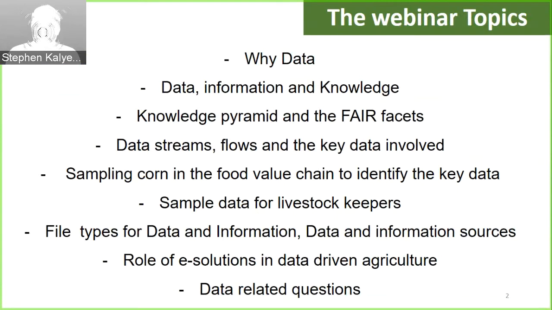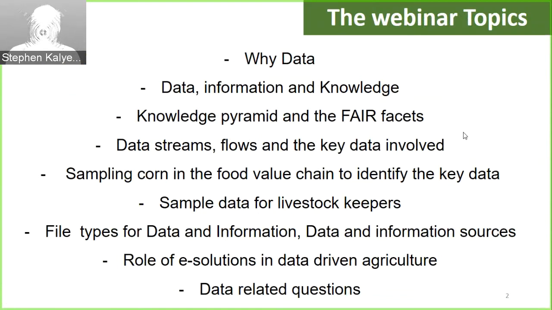We are going to look at the difference between data, information, and knowledge, as well as the guiding principles for any data user, that is the knowledge pyramid and the FAIR facets. We are going to look at the data streams, flows, and the key data involved. We have an example that we shall look at, and that is corn, or what we call maize.